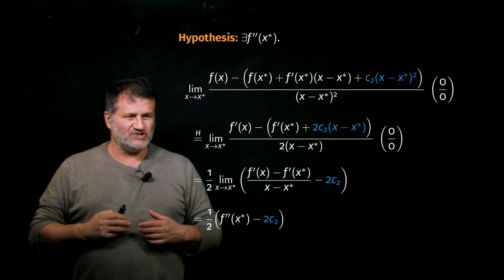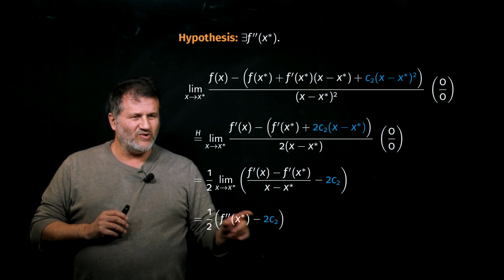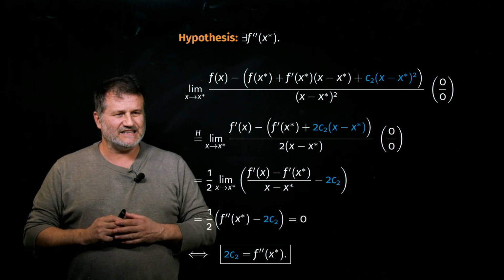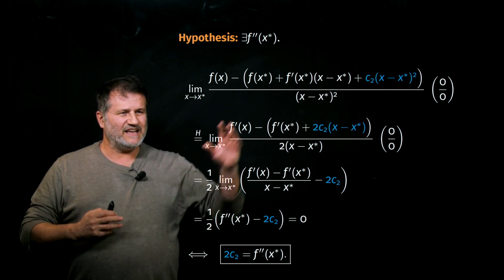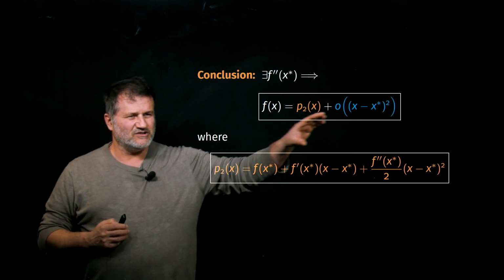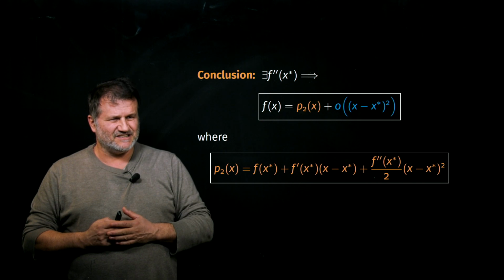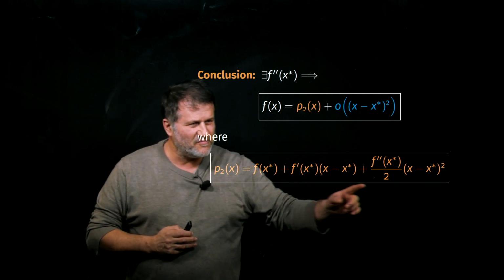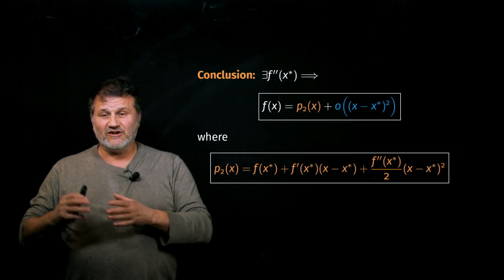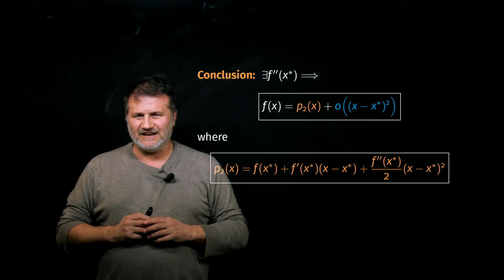Now, if we want this quantity to be equal to 0, we need 2 C2 to be equal to this f second of x*. So at once we have that this limit is 0, so the polynomial approximation holds when f second of x* exists, and this is the shape of this second degree polynomial. We call this the second order Taylor polynomial centered at point x*.